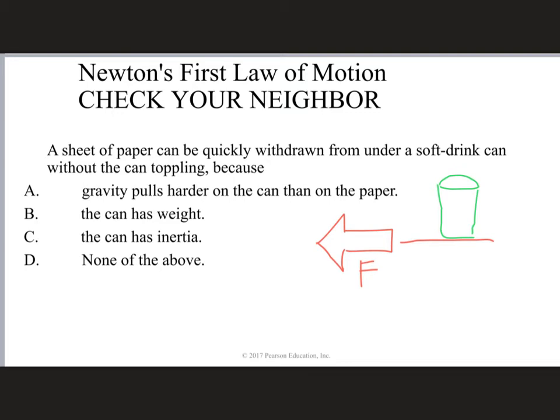That the can doesn't want to be moving to the left in the direction of this force. And so what's going on? I pull on the paper. The paper transmits that force to the can through friction. But if the paper is jerked too quickly, the friction will not be able to drag the can with it, and the can will just sit where it is. That is the law of inertia. So I think we can say that the answer is the can has inertia. That is the right answer.